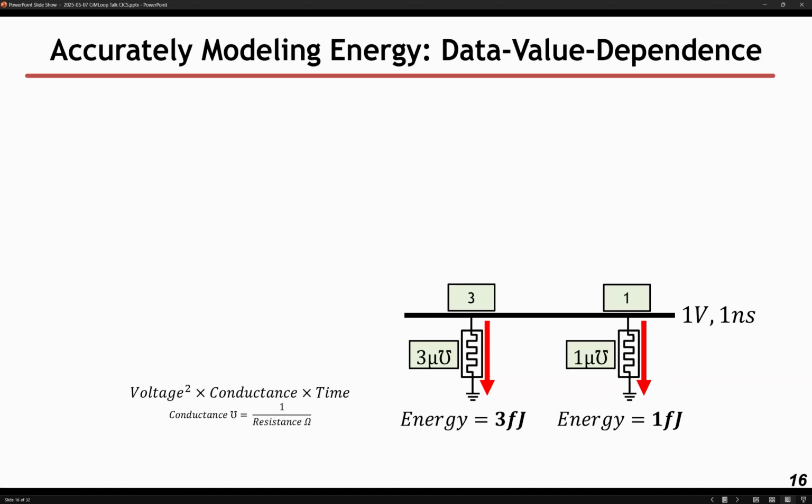And this problem can actually become very salient with full-scale energy estimations. When you have a large array with many different weight values and many different input values being propagated around, the actual weight and input values being stored can significantly impact your overall energy. So we need to capture this data value dependence in order to be accurate.